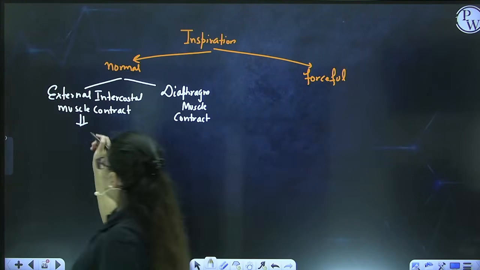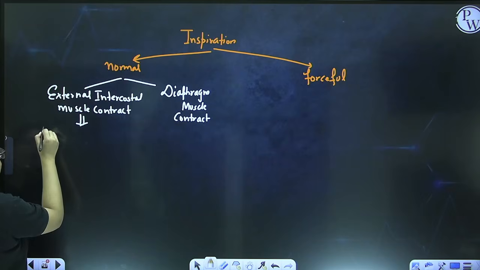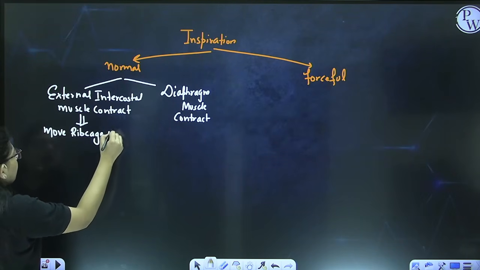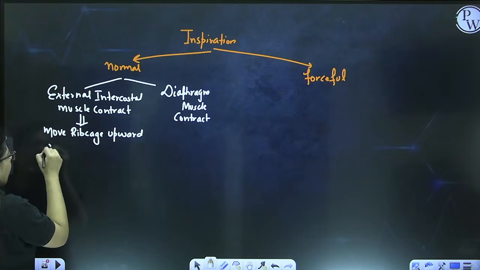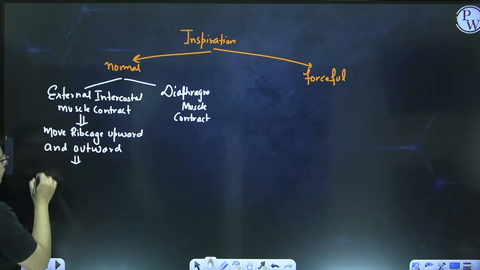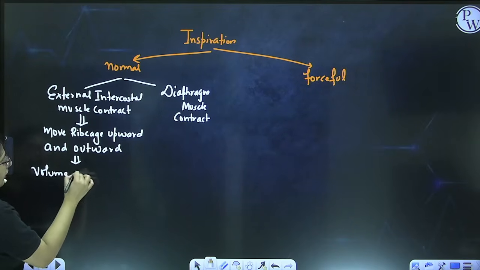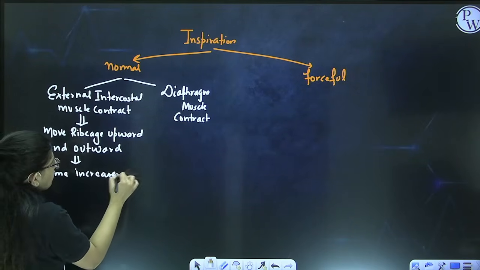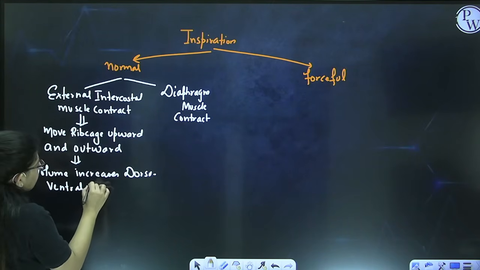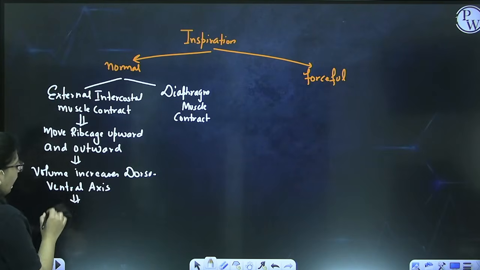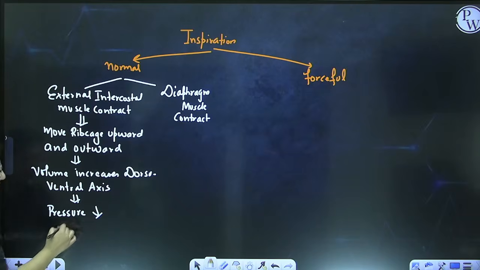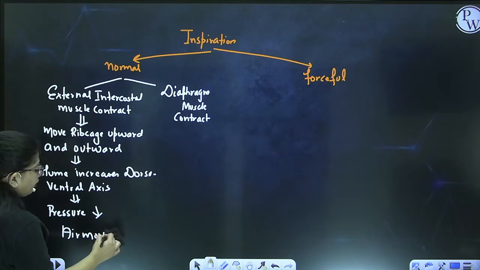Okay. So what will happen when they contract? They will move the rib cage upward and outward. As a result, what will happen? The volume increases. At which axis, guys? Dorsoventral axis. At this axis, your volume will increase and the pressure will decrease. And when the pressure decreases, air moves in.